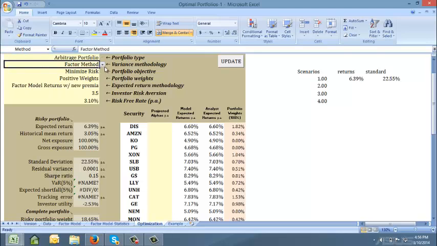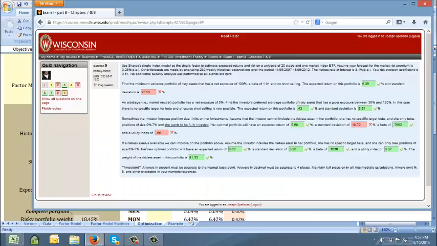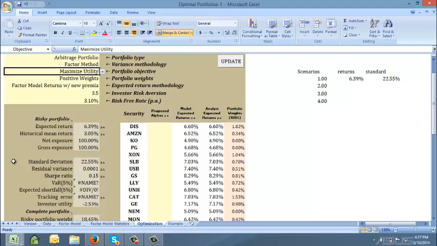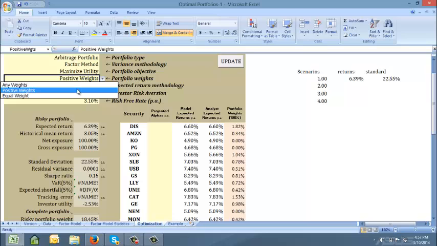You use the factor method again. So we're going to maximize utility, because I believe it said optimal. Arbitrage preferred, so that means optimal, which is maximize utility. We're going to go any weights, because it has to have 0 net weights. Short selling is allowed, and it's an arbitrage opportunity. That's still using the factor model with no premia. Risk aversion is 3.5, and risk rate. Update this quick.